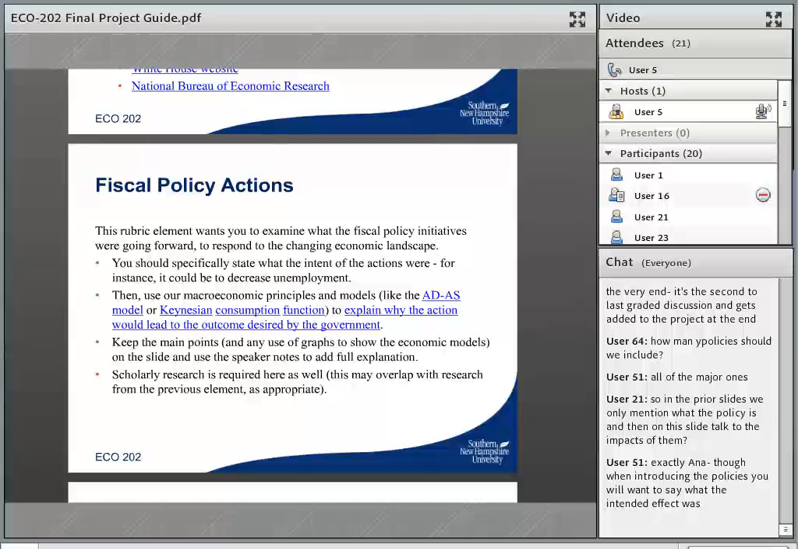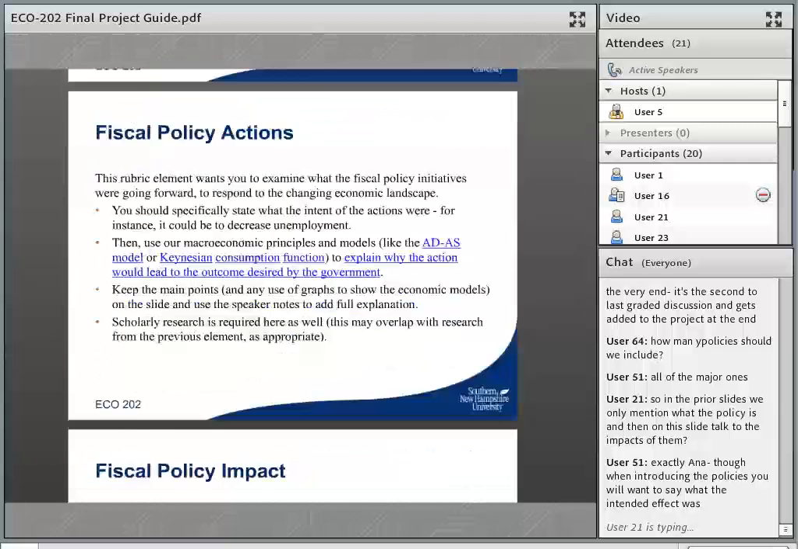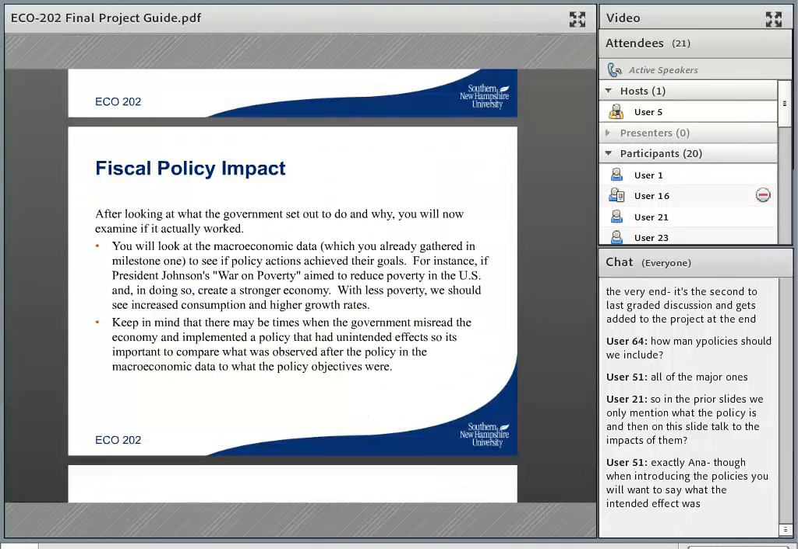And using the aggregate demand, aggregate supply model, I can show you why that would work. Why would increasing taxes help decrease GDP growth? Our aggregate demand, aggregate supply model can kind of show that. So that's what you're doing in this section. But again, that's kind of the theory, right? This is what the government did. This is how the theory explains it. Down here is what the actual impact was.